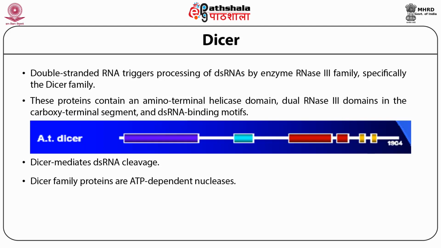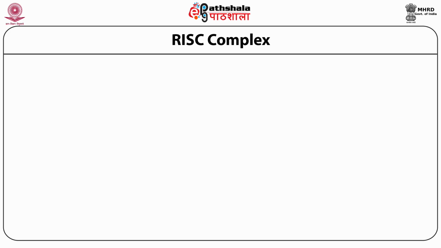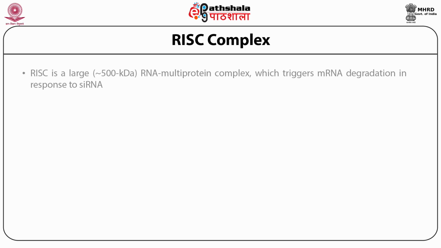These are nucleases because they have to cleave the double-stranded RNA. They also contain other domains like PAS, which is thought to be important for protein-protein interaction. Loss of Dicer means loss of silencing. Next, the RISC complex. This is the RNA-induced silencing complex, which we discussed just before.